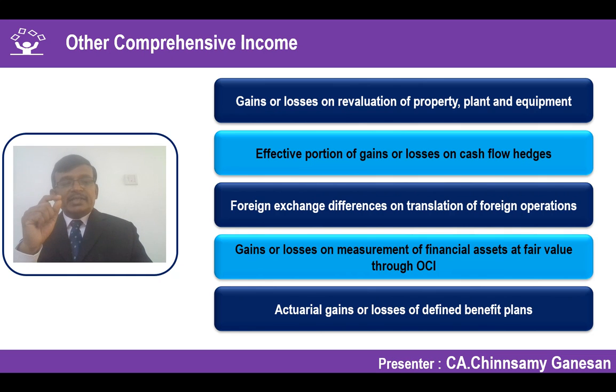Actuarial gains and losses relating to employee benefits. Actually, it uses the words defined benefit plan. When you are using a defined benefit plan, normally gratuity is one of the classical examples. When you have the actuarial valuation of the gratuity, one of the components they will mention is the actuarial gains and losses. What is the impact because of a change in the actuarial assumptions compared to the previous year, or because the assumption becomes true in the current period? That will be considered an actuarial gain or loss as the case may be. That item should also be part of other comprehensive income.